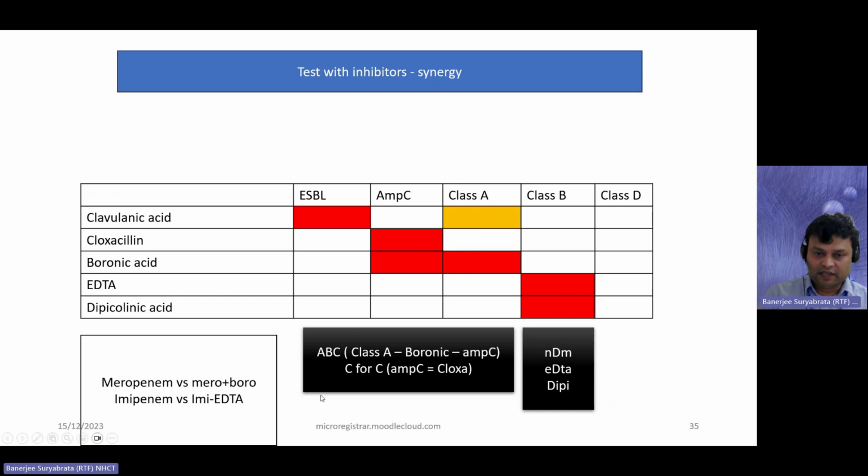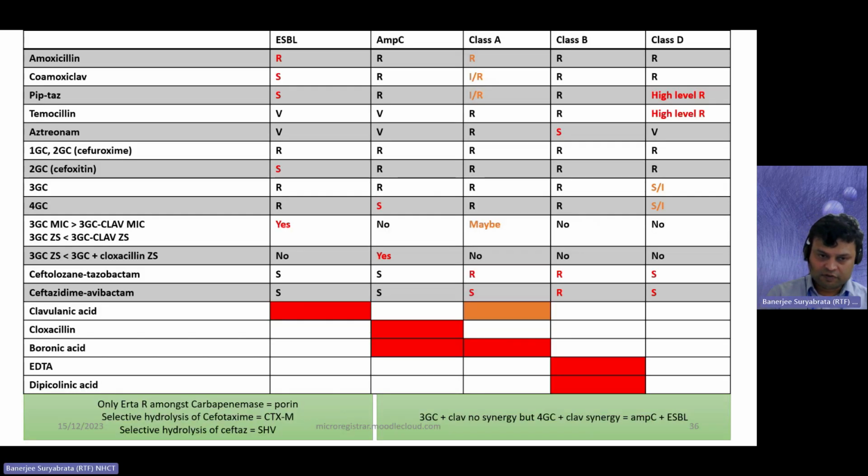You can remember by using this: class A, boronic acid, and MC. ABC for boronic acid, and C for C, MC. Cloxa for cloxacillin for MC, and NDM, EDTA, and dipicolinic acid all have a D, so it will be for class B. NDM is a class B metallo-beta-lactamase. So somehow you have to remember, you can make your own mnemonic, you can use this mnemonic, whichever helps you. We'll put this information there.